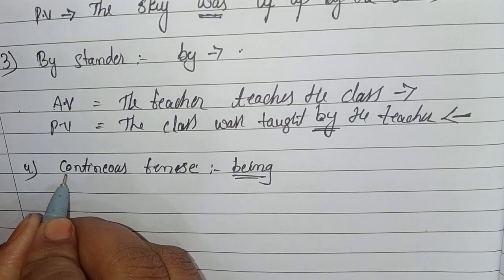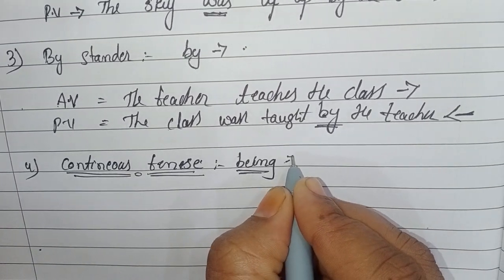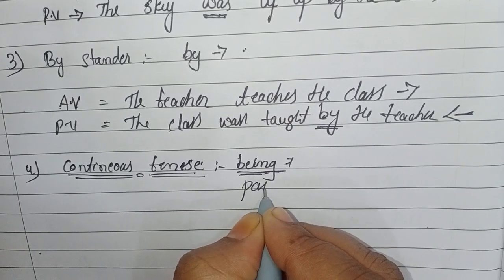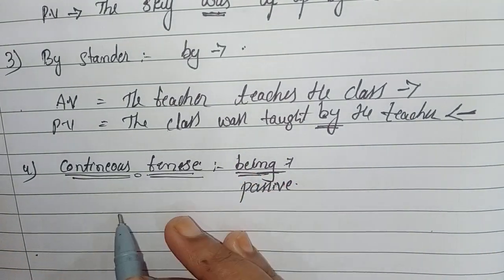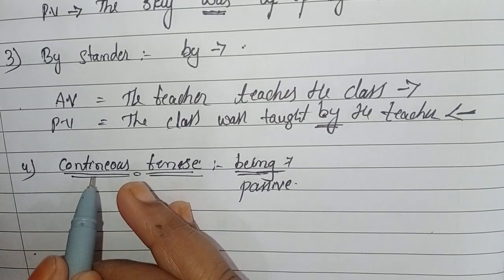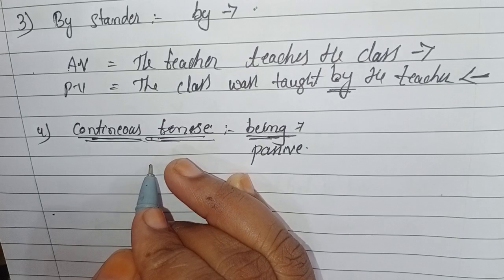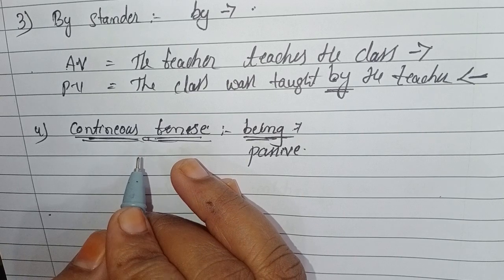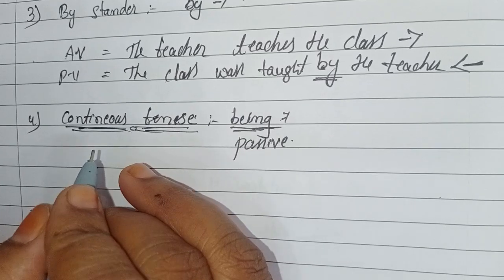And the fourth rule is, when we have a continuous tense in the active voice and we change it into the passive voice, we use the word "being". In the active voice we do not have the word "being", but when we change it into the passive voice, if the sentence is in a continuous tense, at that time we use the word "being". Continuous passive sentences compulsorily have "being" in them.